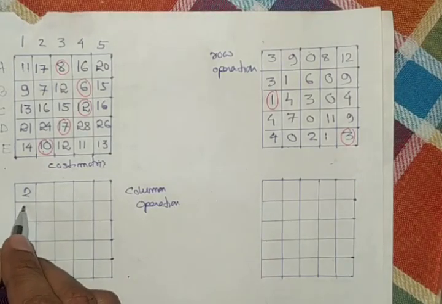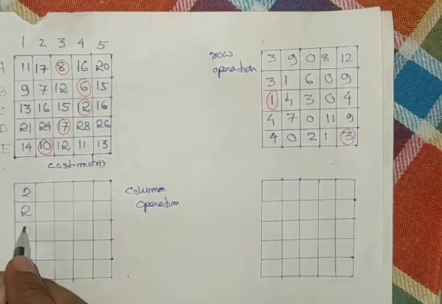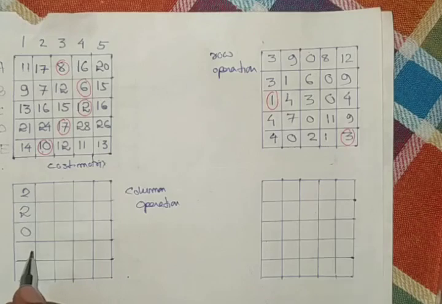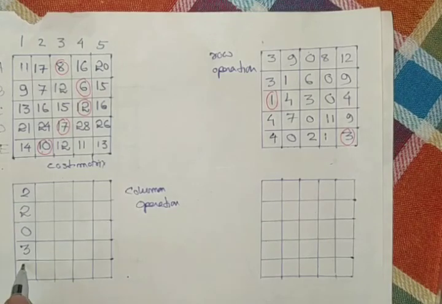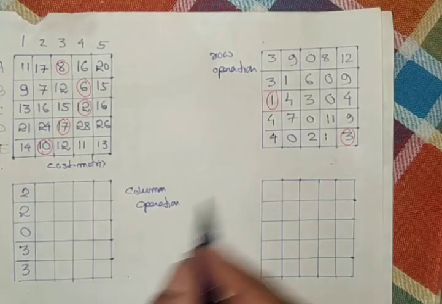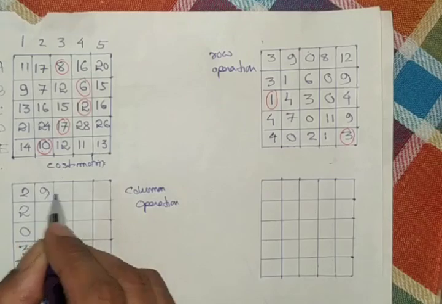Then again it is 3 minus 1, 2. 1 minus 1 is 0. Then 3 minus 1 is... 4 minus 1 is 3. So 4 minus 1 is 3. Because it is 0, it will remain the same.